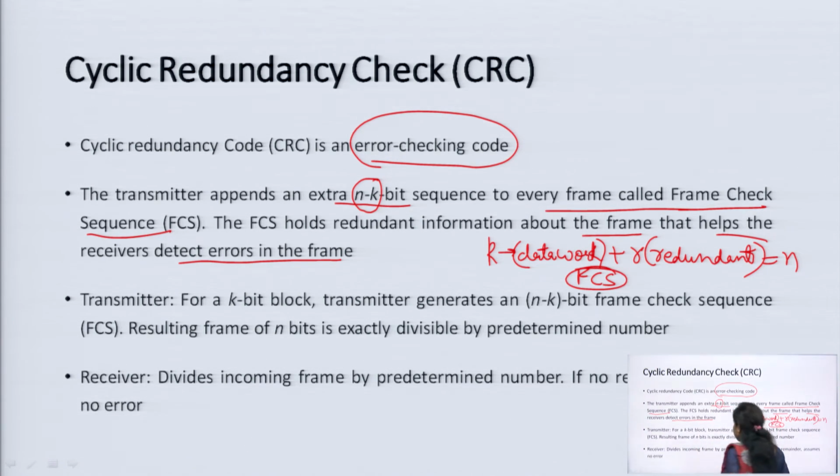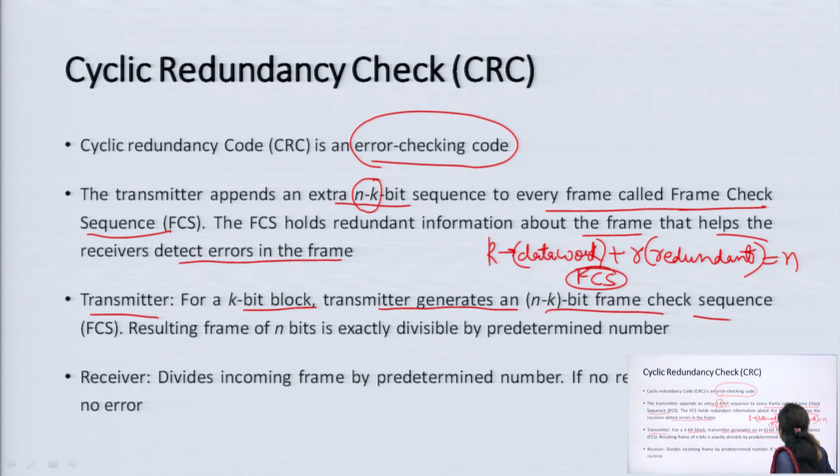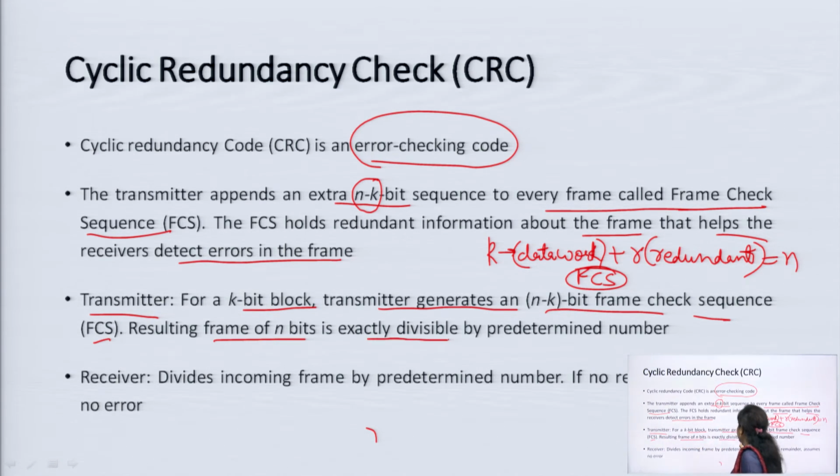So, at the receiver side, since this is an error checking code, this particular frame will be checked, or you can say only the redundant bits will be checked, to see whether any error has occurred or not. At the transmitter side, for a k bit block, the transmitter will generate an n minus k bit frame check sequence, that is FCS, and the resulting frame of n bits is exactly divisible by a predetermined number. So, this is the transmitter side.